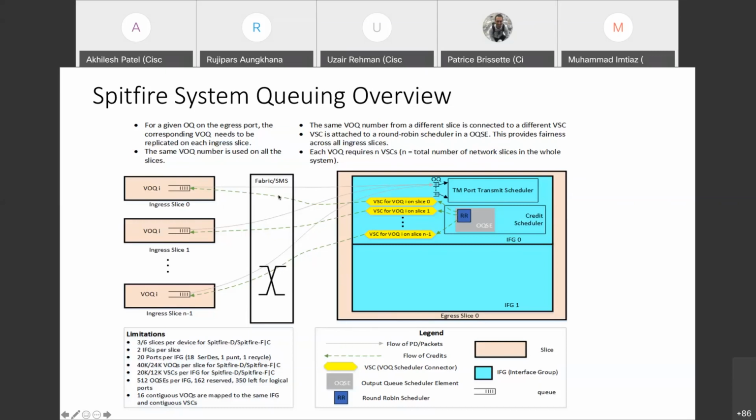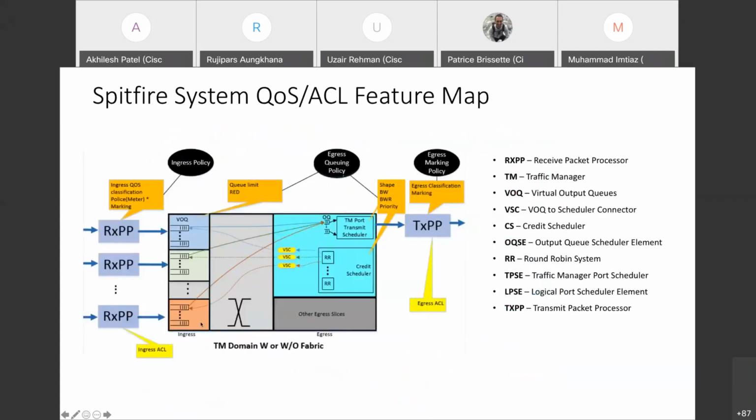This gray line shows the flow of the packet, and before that, the flow of the credit. So the request comes in, the request is granted, and then the packet flows. VSC is the key takeaway from this slide, and VSC is unique for each ingress slice. Each VOQ requires n number of VSCs, where n is equal to the total number of network slices or input slices in the whole system. So depending upon how many line cards we have, n VSCs will be required for each egress interface.